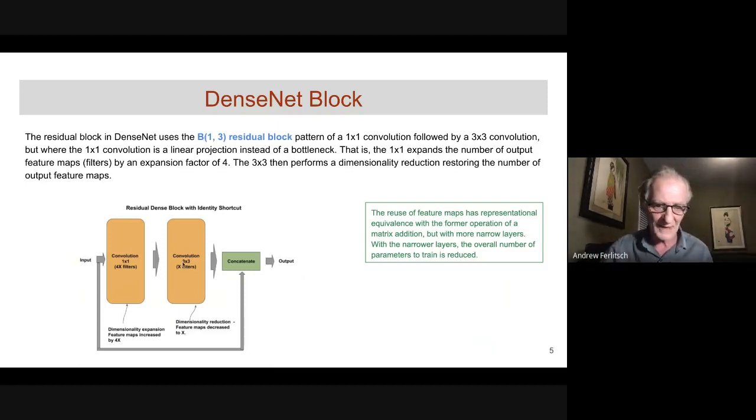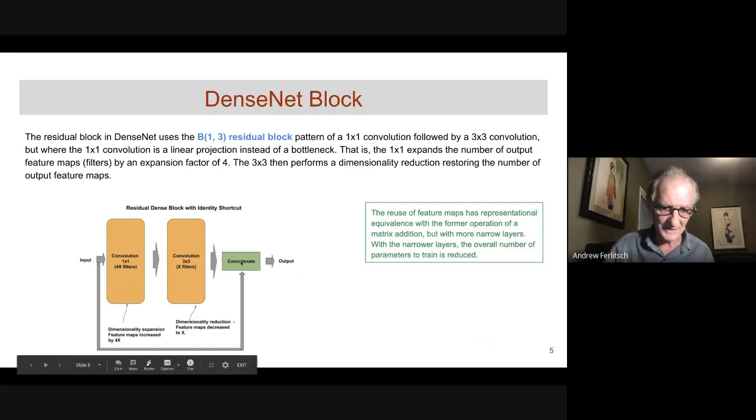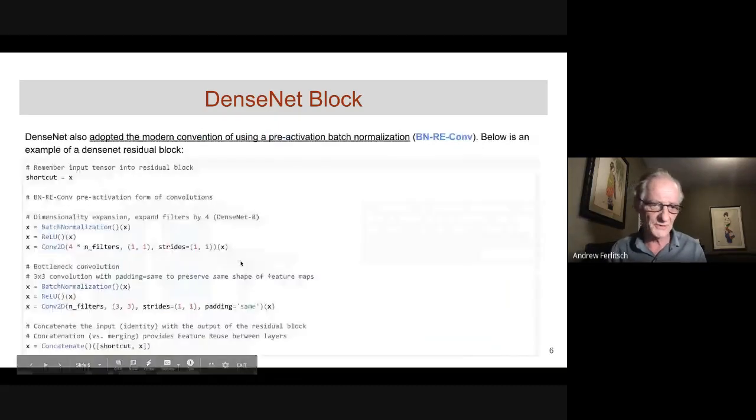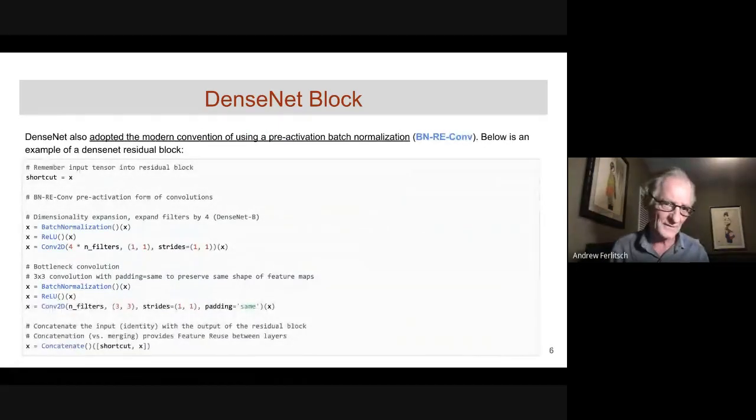Then the output of that went back into what you call a dimensionality restoration. That is, it restored back to the original number of feature maps, and it does a 3x3 convolution where you're going to do your feature learning, or you could call your feature extraction. Then the input here is concatenated to the output. So let's go ahead and show you a little code chunk that implements that. Another thing about DenseNet is it adopted the modern convention of using a pre-activation batch normalization, which we denote as batch norm, ReLU, then convolution.